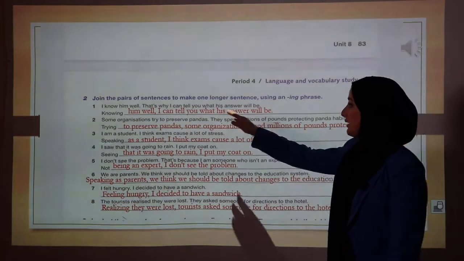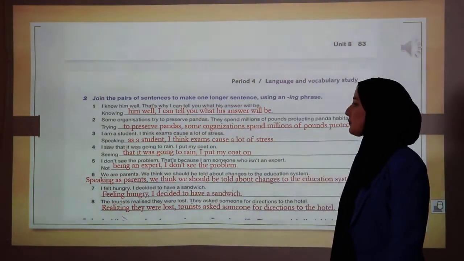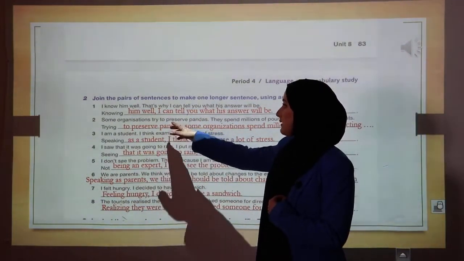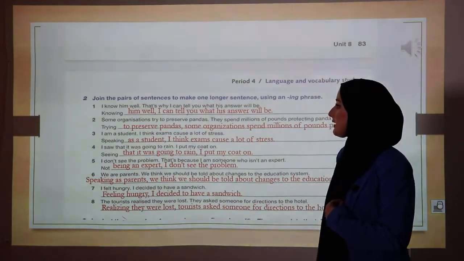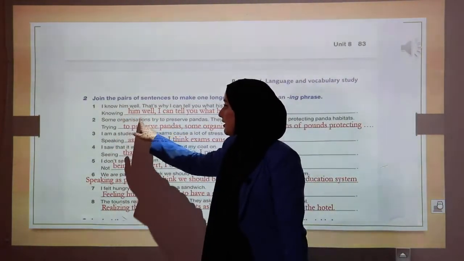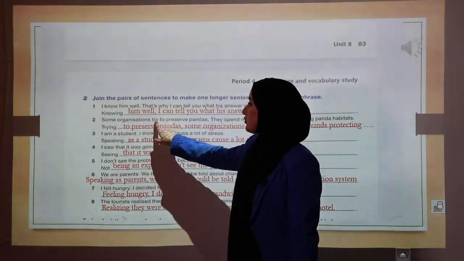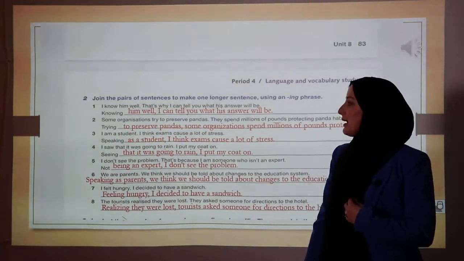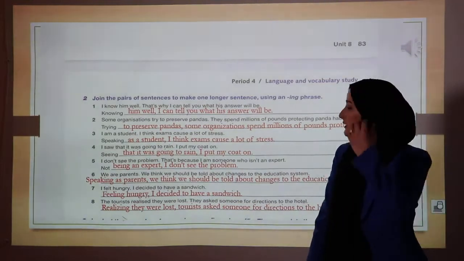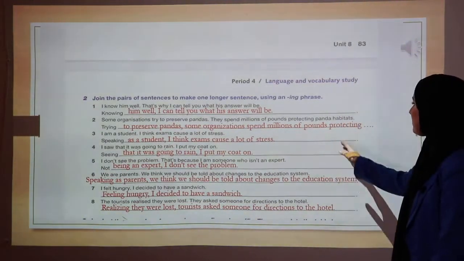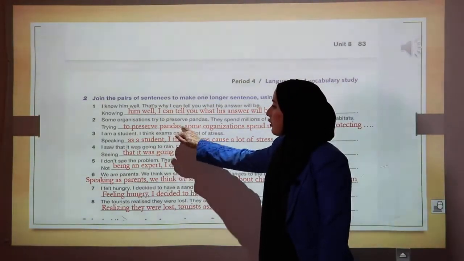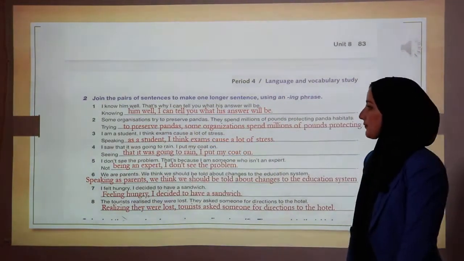Number 2, some organizations try to preserve pandas. They spend millions of pounds protecting panda habitats. Again, we have a reason-result relationship between the 2 sentences. So this is the reason: the organizations try to preserve pandas. Get rid of the subject, the same steps. Put try in the ing form of the verb. Trying to preserve pandas, some organizations spend millions of pounds protecting panda habitats. Don't forget the punctuation, the comma between the 2 clauses.